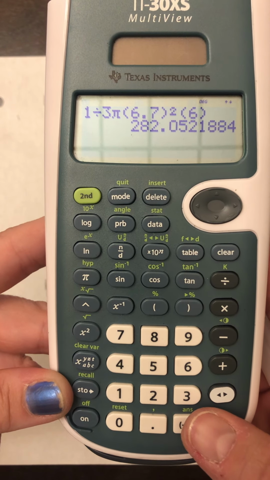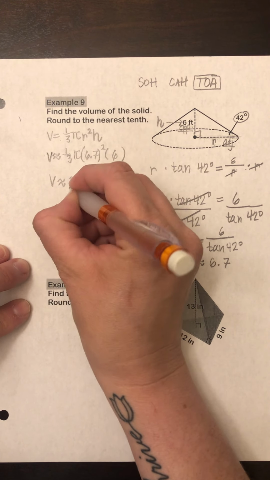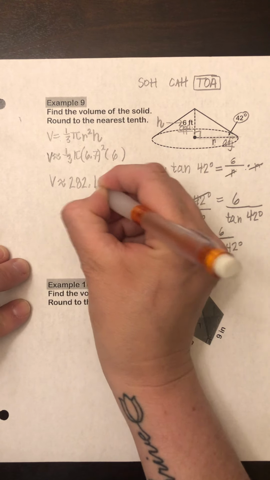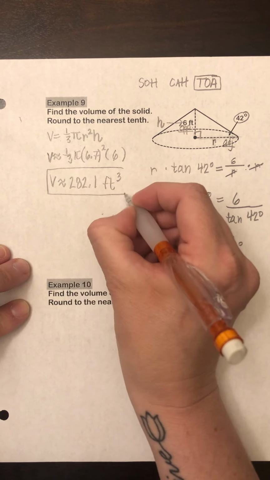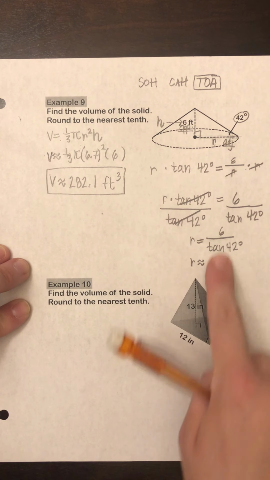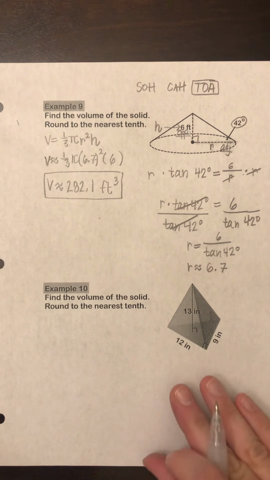So I've got 282.1 approximately, 282.1 units, feet cubed. So that was not a hard problem. We just had a good reminder of the end of chapter 9.